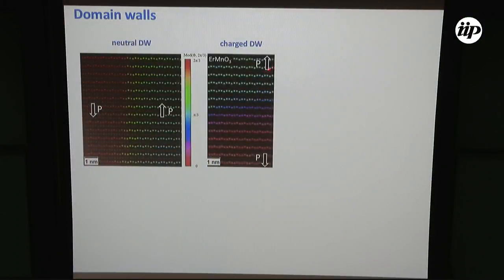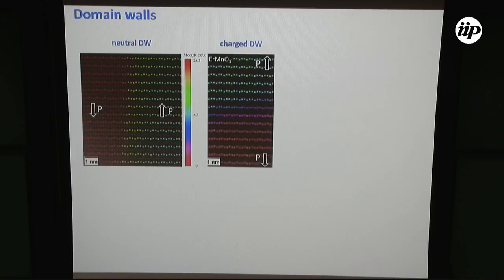And here is something more unusual, and specific to this type of material. We have a charged domain wall in which the polarization is pointing in the same direction, but here we have a configuration that is tail to tail. So there is a bound charge that is accumulated at this wall.